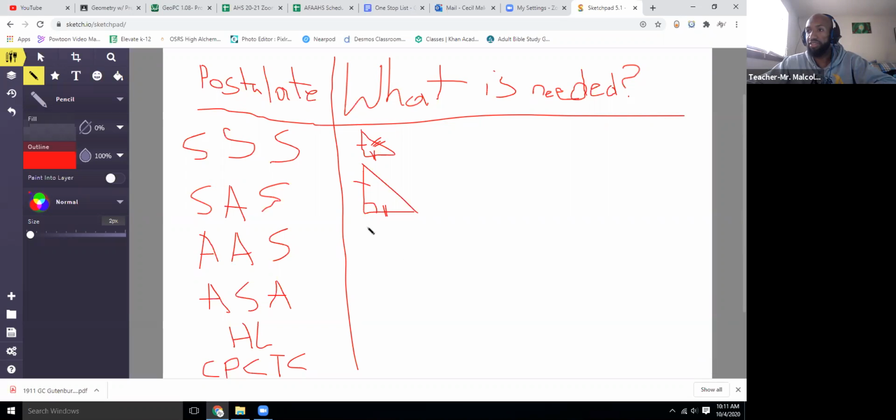Angle, angle, side means that you need 2 congruent angles, sorry, and a side that is not in the middle. Angle 1, angle 2, and either this side or that side. So the side is not in the middle. Angle, side, angle: angle with the side in the middle, and then angle 2. Okay.